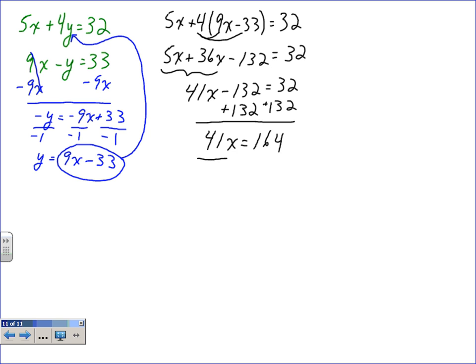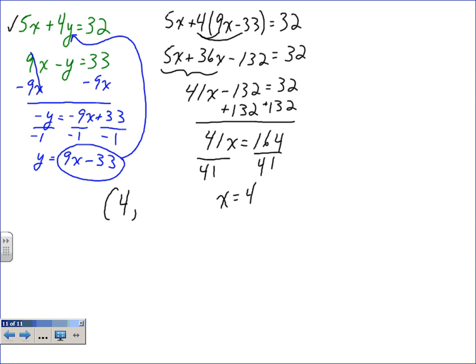And divide by 41. What do you think I'm going to get? 4. x equals 4. So I'm halfway there. I found out what x is equal to. How do you find out what y is equal to? Take one of the equations and sub in 4 for x. Perfect.